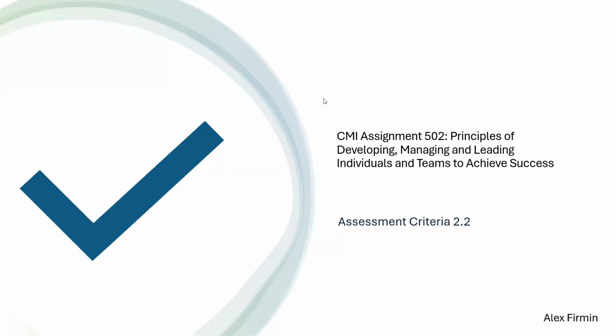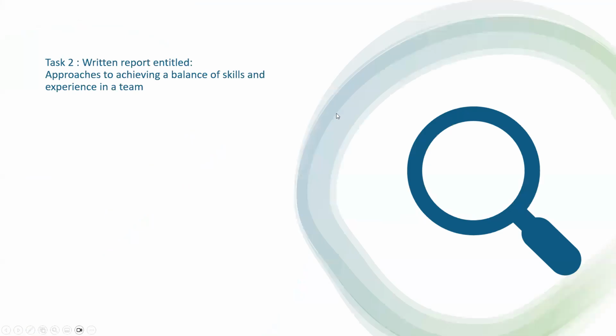Hello, welcome to the next video in the series on CMI Assignment 502. This video tackles Assessment Criteria 2.2, which is part of Task 2, and analyze a process for recruiting team members.